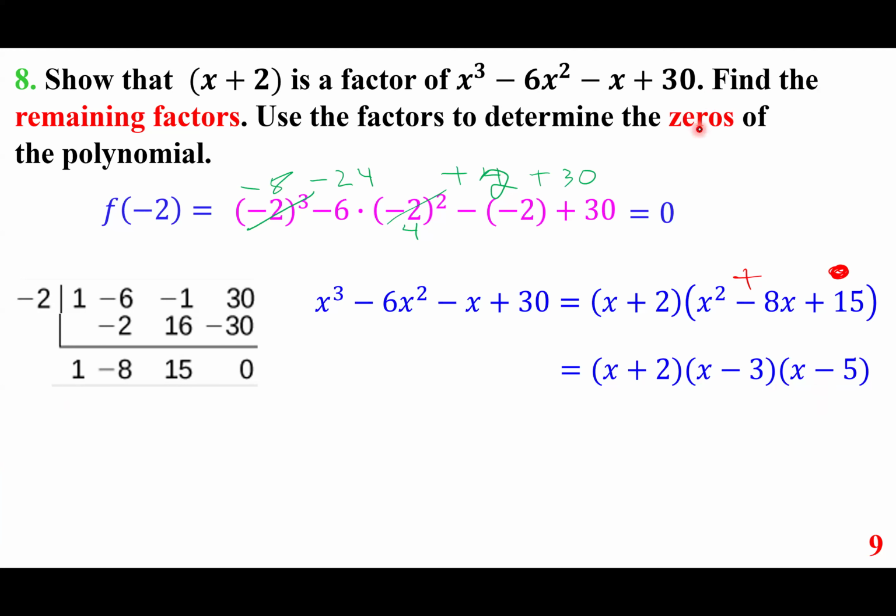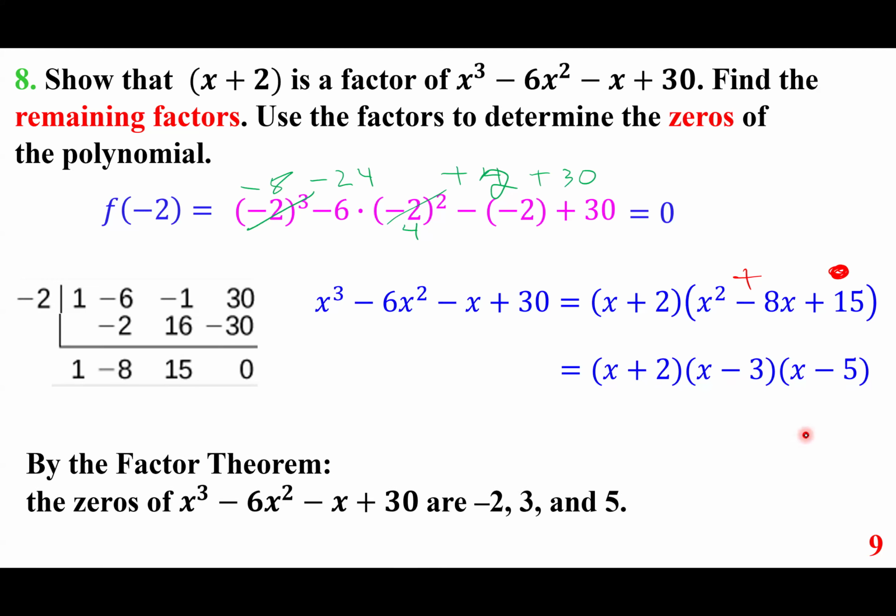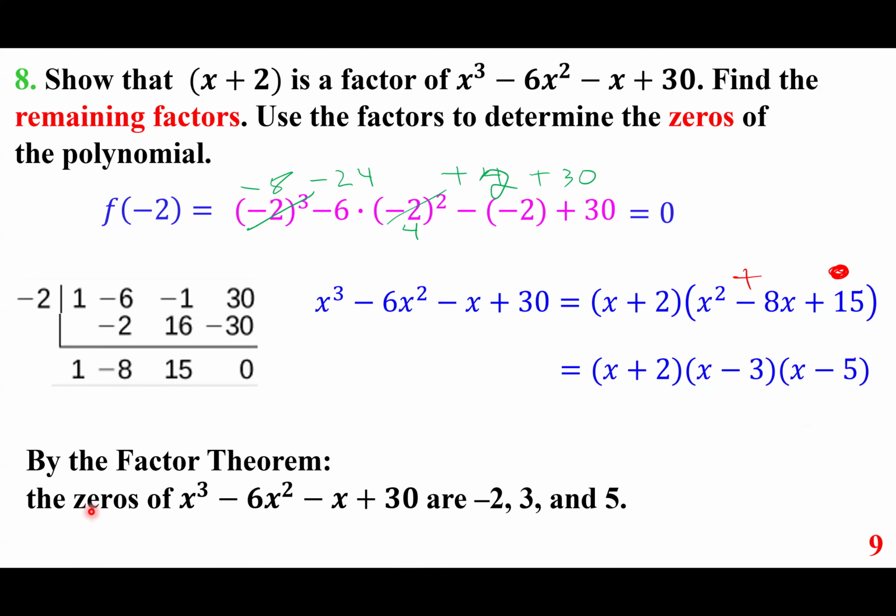So what are the zeros? The zeros are negative 2, positive 3, positive 5. So by the factor theorem, the zeros of x cubed minus 6x squared minus x plus 30, f of x, if you will, are negative 2, positive 3, positive 5.